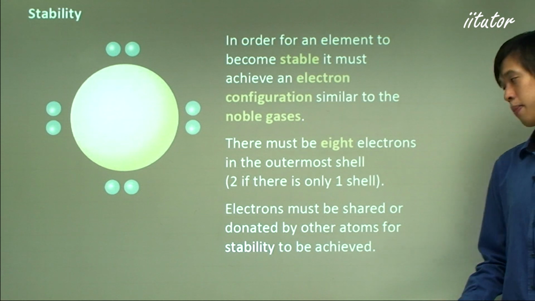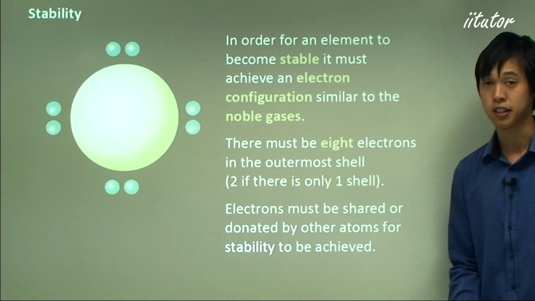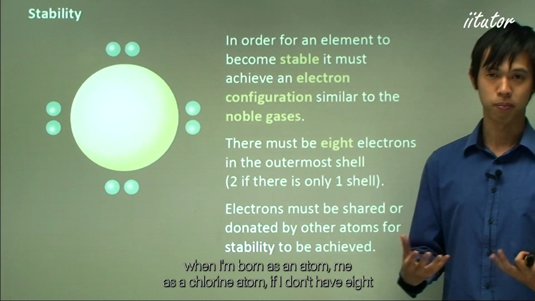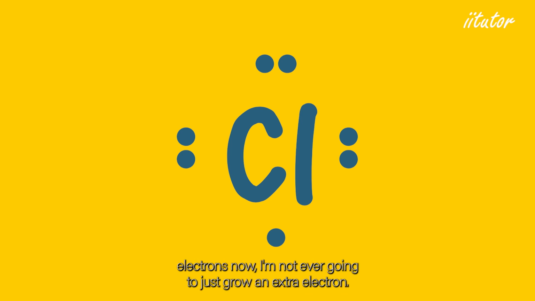So in order for this to happen, electrons have to be shared or donated by another atom for stability to be achieved. Obviously, if I don't have 8 electrons from when I'm born as an atom, me as a chlorine atom, I'm not ever going to just grow an extra electron. That doesn't happen. It doesn't just pop up randomly. Someone has to give me that electron in order for me to achieve stability. And that's the key here. I need to get that electron from somewhere. And the question then becomes, where do I get that electron from?